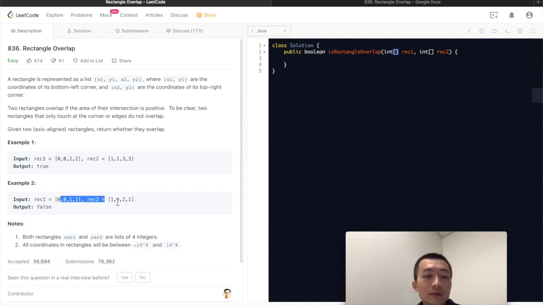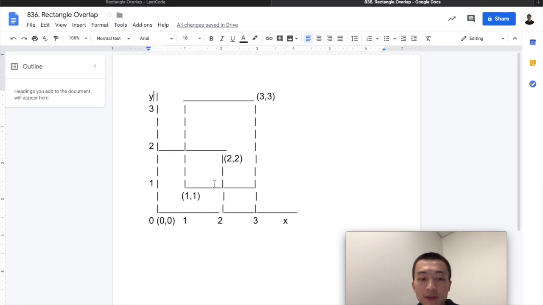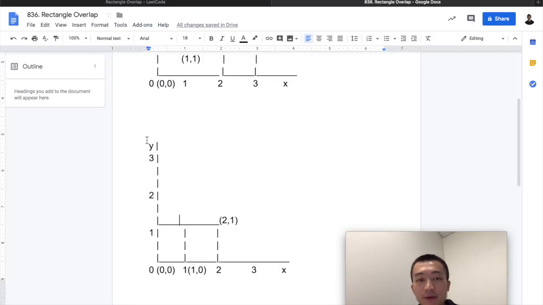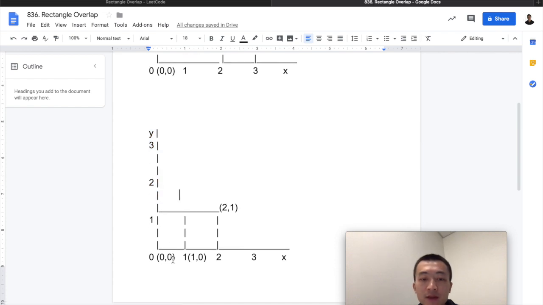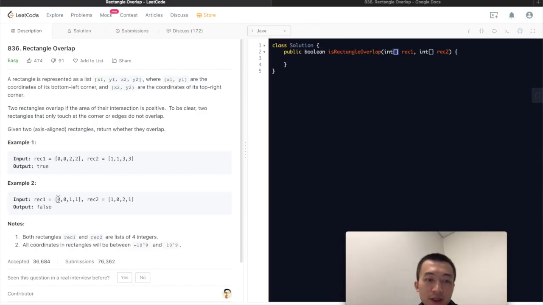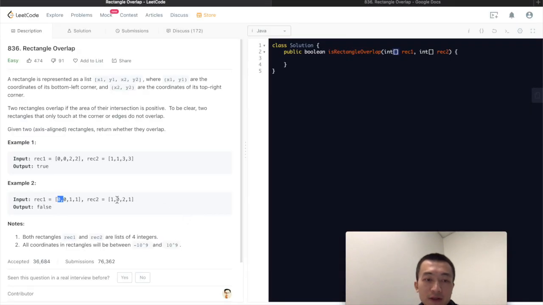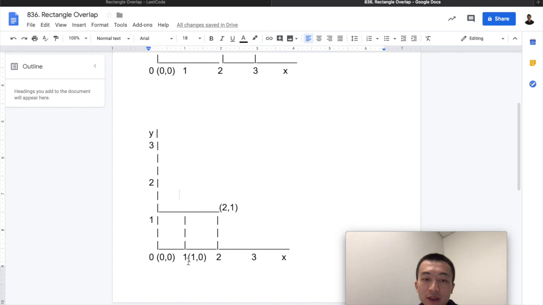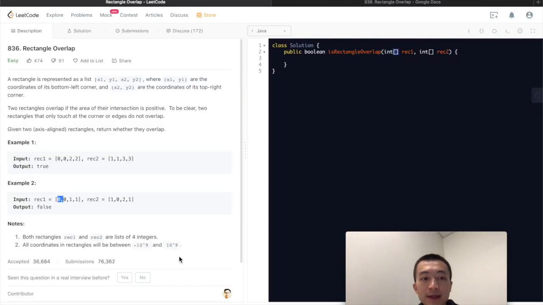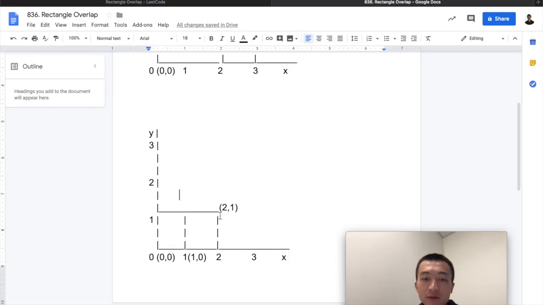The second example, let me draw it. All right, here is the second example. We're given 0, 0 as the bottom left corner, and then 1, 1 is here. So this is the first rectangle we're given. The second rectangle is 1, 0, here, as the bottom left, and then 2, 1 is here. So with these two coordinates, we know where the second rectangle is. This is the second rectangle, and this is the first rectangle.